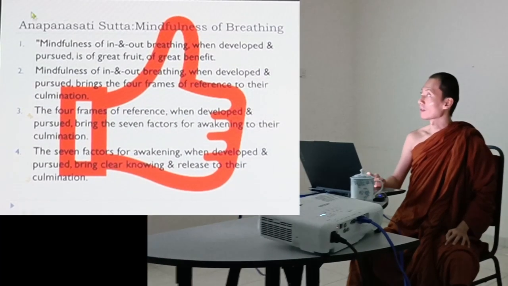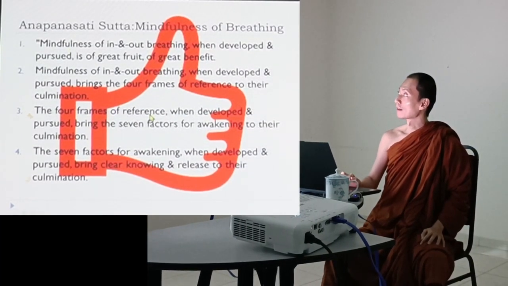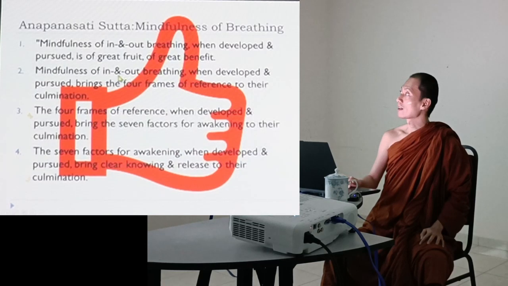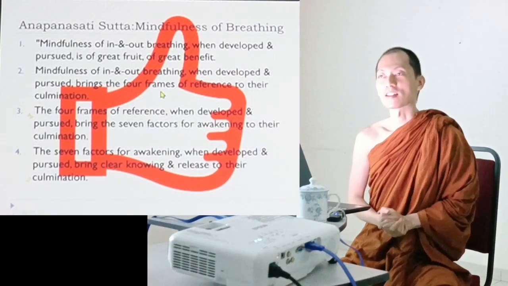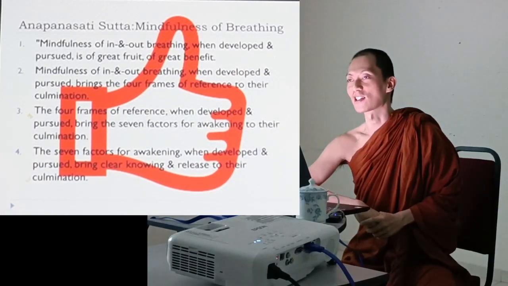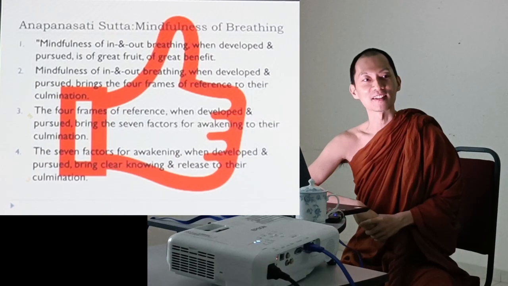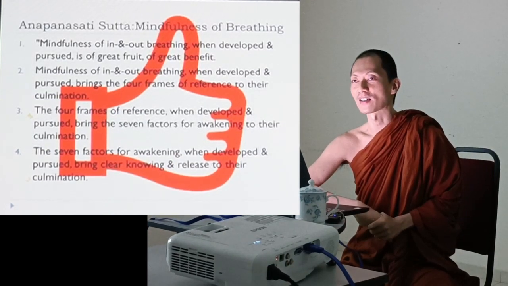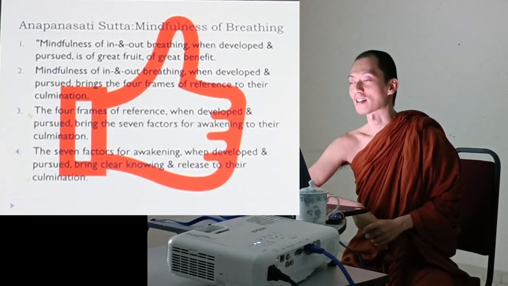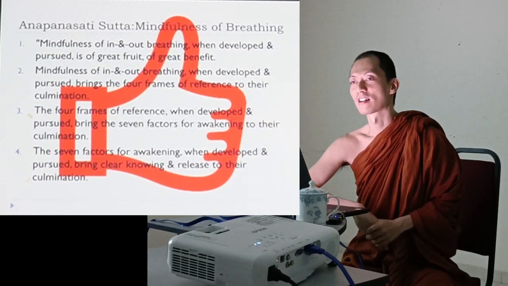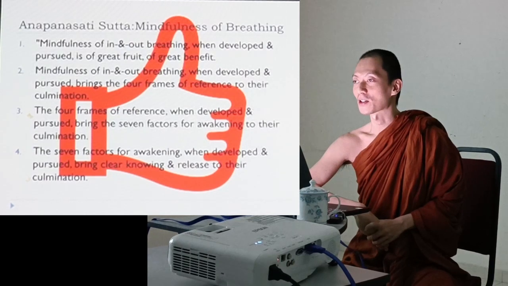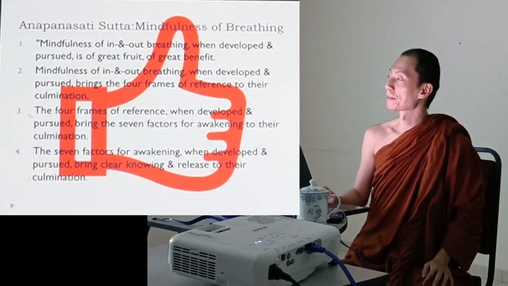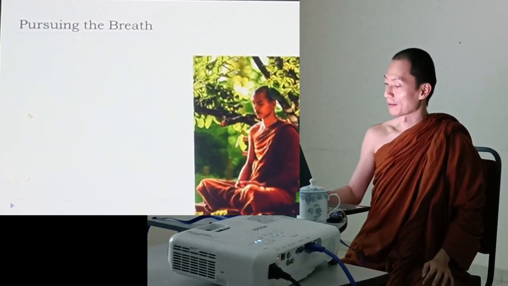So you can look at my mouse here. In and out breathing: these 4 frames of reference are actually the 4 foundations of mindfulness. This is Ajahn Tanisaro's translation. He likes to use very unconventional English terms. For example, for suffering, he uses stress, and for 4 foundations of mindfulness, he uses 4 frames of reference. So I just let you know this term.